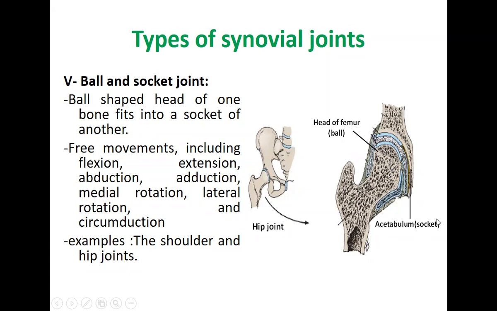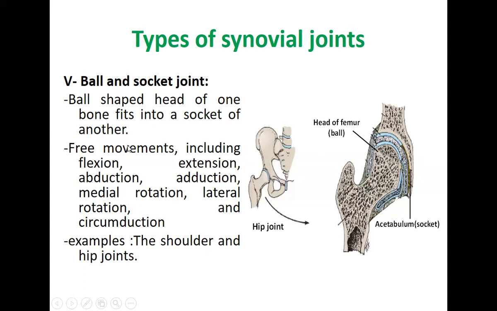The acetabulum becomes the socket. The head of the femur becomes the ball. So this type of joint is called a ball and socket joint. The ball-shaped head of one bone fits into the socket of another.